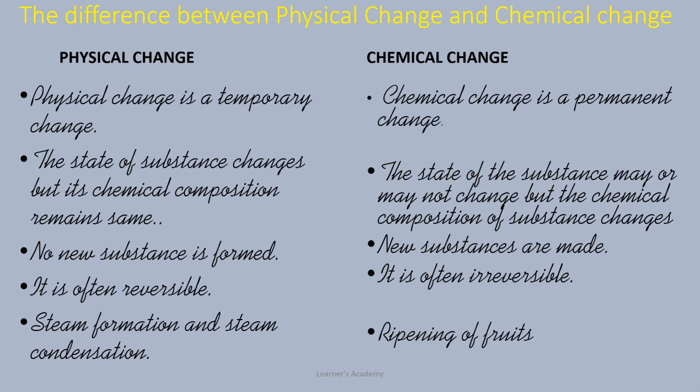Now, steam formation and steam condensation are examples of physical change. And for chemical change, we can see ripening of fruits and spoiling of milk. So we cannot get raw fruit after the fruit ripens, and we cannot have the proper milk after it gets spoiled. All right, so they are irreversible. We'll move on to the next slide now.